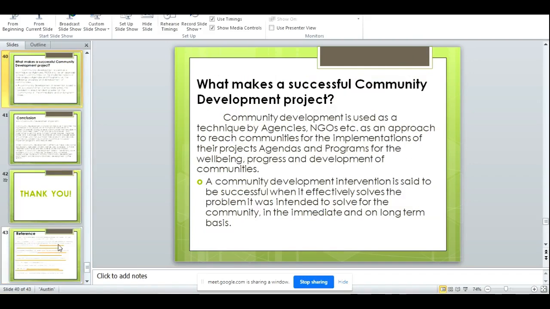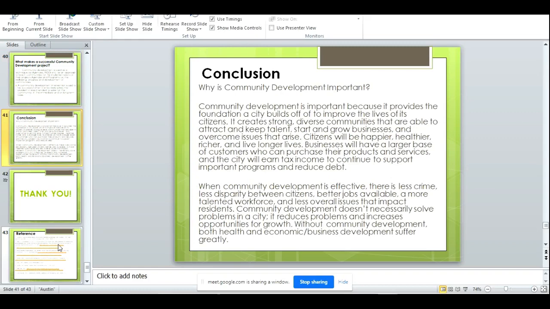So finally, what makes a successful community development project? Community development is used as a technique by agencies, NGOs, etc., as an approach to reach community for the implementation of their project agendas and programs for the well-being, progress, and development of communities. A community development intervention is said to be successful when it effectively solves the problem it is intended to solve for the community in the immediate and on long-term basis. So in conclusion, why is community development important?